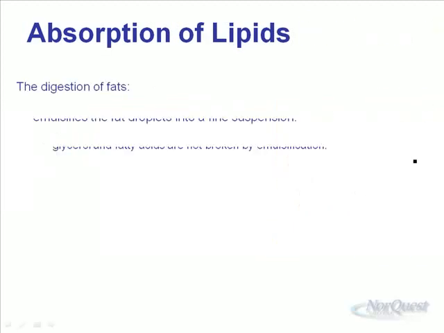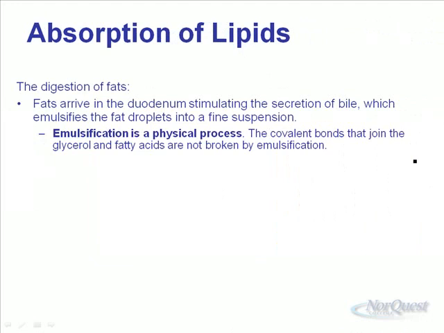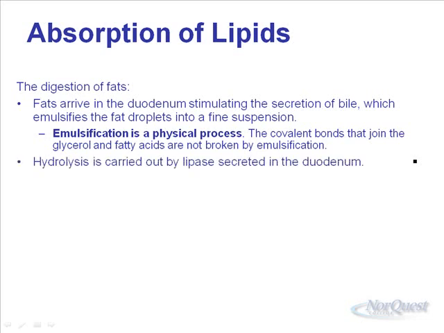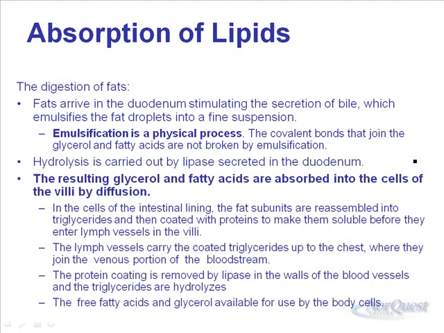So for lipids, digestion of fats, they arrive in the duodenum pretty much untouched in terms of chemical digestion. Bile is secreted, which emulsifies those fat droplets. It's a physical process. The covalent bonds that join glycerol and fatty acids are not broken. Hydrolysis is carried out by lipases that are secreted by the duodenum. The resulting glycerol and fatty acids are then absorbed into the cells of our villi by diffusion.